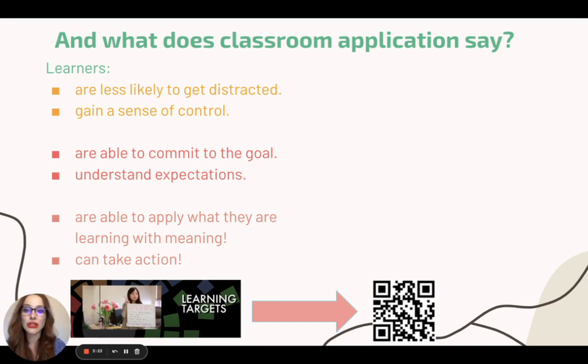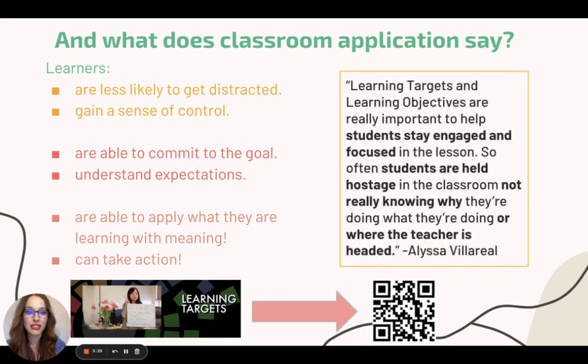They noticed that learners gain a sense of control. So specifically, one person who was interviewed in the video, a world language supervisor, Alyssa Villarreal, said learning targets and learning objectives are really important to help students stay engaged and focused. Often students are held hostage in the classroom, not really knowing why they're doing what they're doing or where the teacher is headed. So that really stood out to me because I think that's what the question, what are we doing today, really points out. We don't want to hold them hostage.